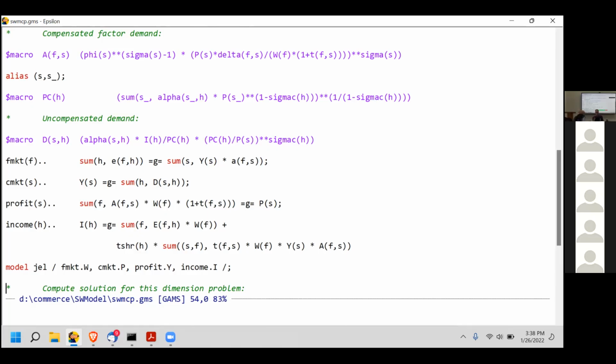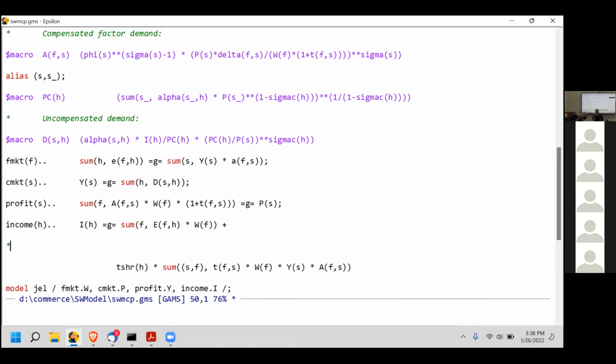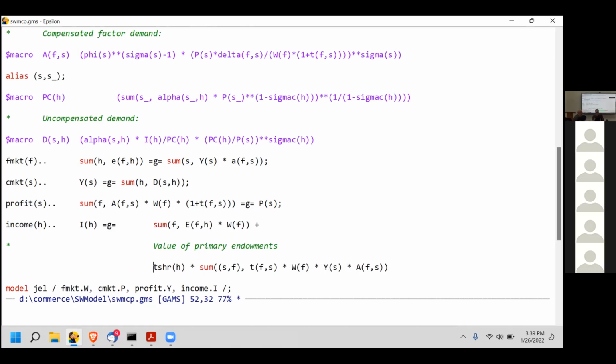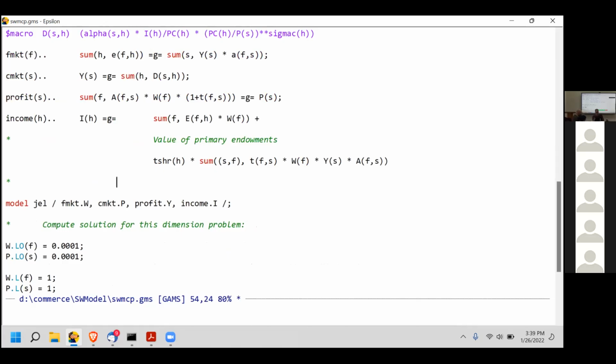So it's the sum of their endowment, and then the factor endowment, and then their share of it. This is the value of factor income, and this is the value of the factor endowment, the primary endowments. And this is going to be the household share. So essentially the government applies taxes and hands it back. So it's strictly a redistributive role.